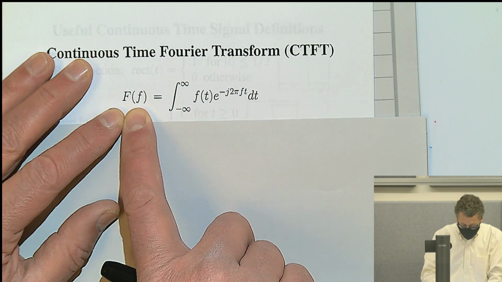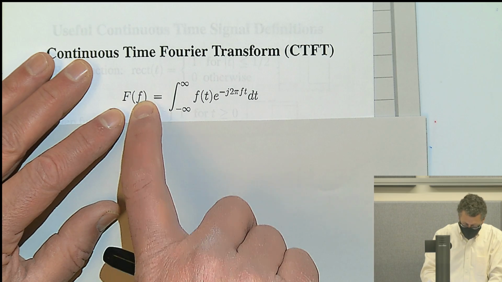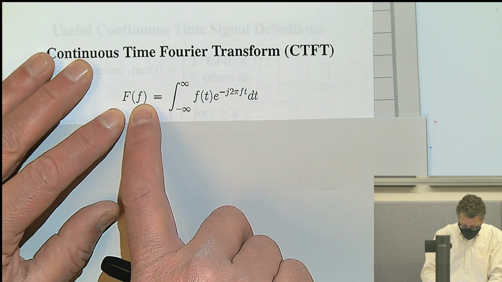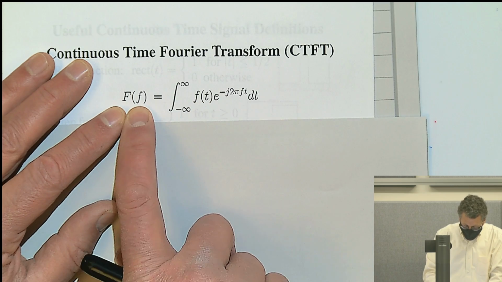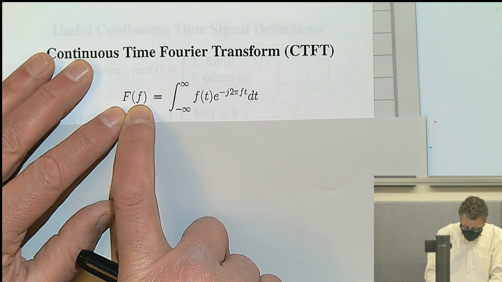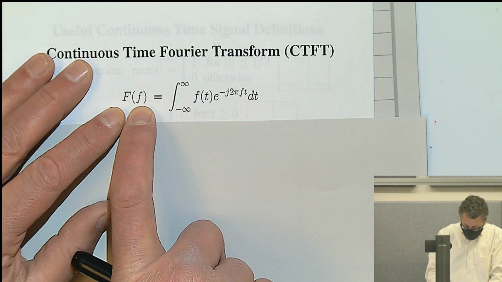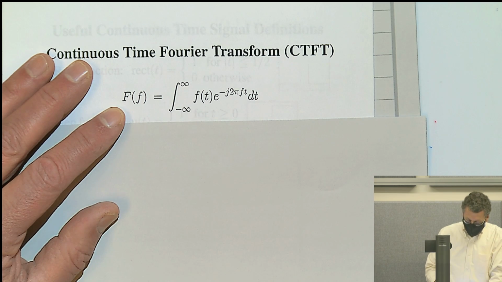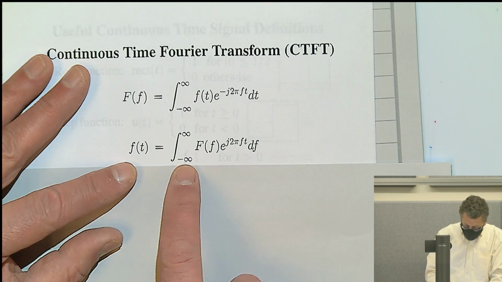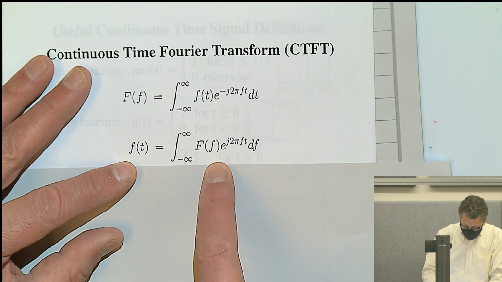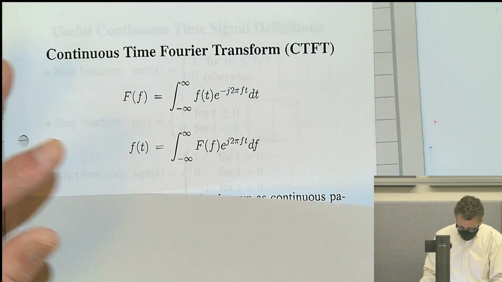So for every lowercase f, I know there's a little bit of notational problem here because I'm using f for frequency, and it's also this function. But for each individual frequency, uppercase F of f is the complex number representing the amplitude and phase of that component. And then you can reconstruct the signal by adding or integrating together all the frequencies again.